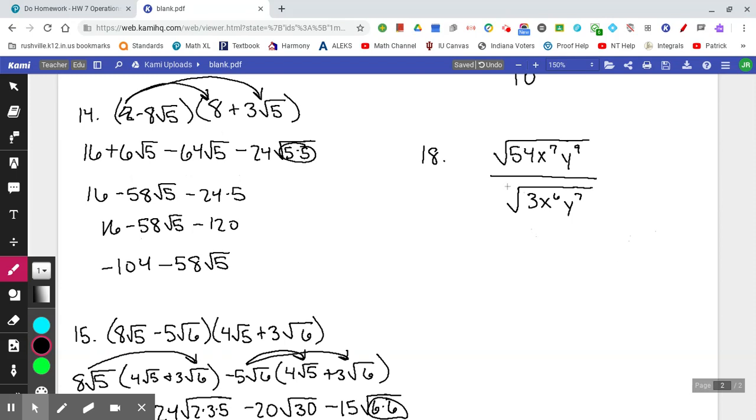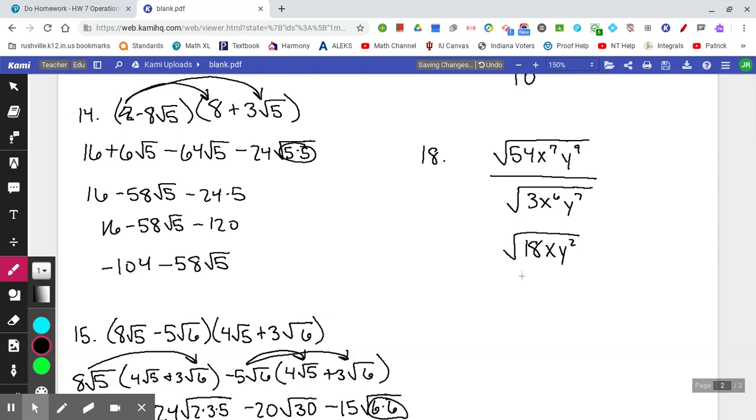All right, question 18, another division. Both of these are square roots, so I'm allowed to divide. So what I'm going to start off with is just taking the 54 divided by the 3, which is going to give me 18. So I'm going to keep the square root symbol. 54 divided by 3 gives me the 18. And then x to the 7th divided by x to the 6th. 7 minus 6 is 1, so that's x to the 1st. And then y to the 9th divided by y to the 7th. 9 minus 7 is 2, so that's going to be y to the 2nd power.